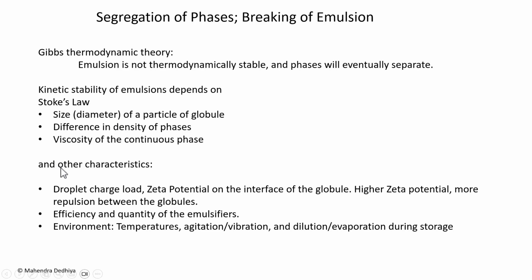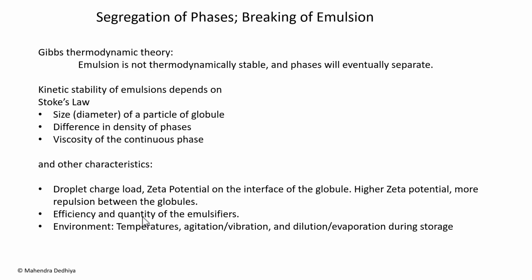In addition to that, other characteristics play an important role in kinetic stability of emulsion. Droplet charge load, zeta potential on the surface of the globule. Higher the zeta potential, more repulsion between globules. That means globule will remain separate. Efficiency and quantity of emulsifier. Does the emulsifier cover entire surface? And is it efficiently covering it?